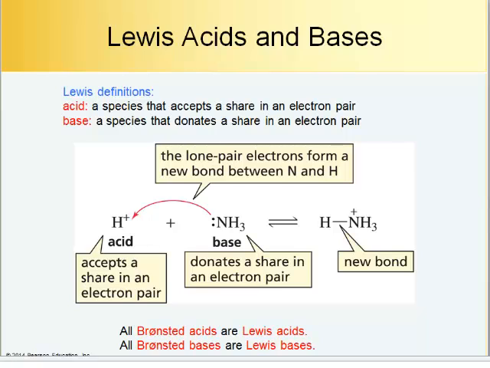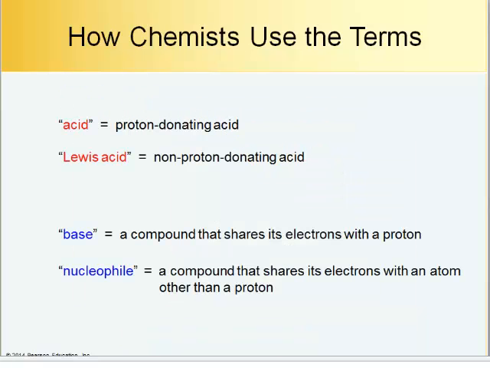Now there's also a homework problem based on the various definitions of acids and bases. So we have our Lewis acid and base, and what we're talking about is the sharing and donating of an electron pair. Now in organic chemistry, we primarily use the Lewis acid and base definition, but we call them nucleophiles and electrophiles. Now, an acid is a proton donating acid, where a Lewis acid is a non-proton donating acid, so that's something that is going to accept an electron pair. A nucleophile is a compound that's going to share its electrons. It likes the nucleus, it likes the hydrogen, and those could be things that have a negative charge, or they could be things with a lone pair of electrons.